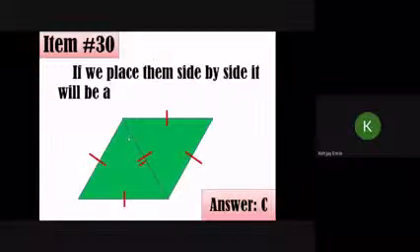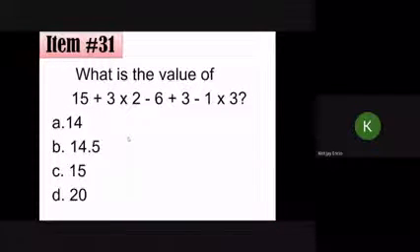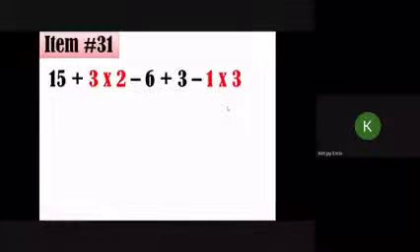Let's have number 31. What is the value of 15 plus 3 times 2 minus 6 plus 3 minus 1 times 3? Is it 14, 14.5, 15, or 20? Now, take note that you are going to use your GEMDAS. There's no grouping, there's no exponent. We have M, multiplication, yes. We have here 3 times 2 and 1 times 3. So both of these should be simplified.